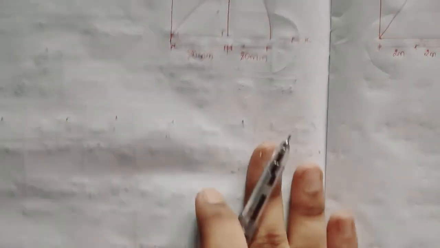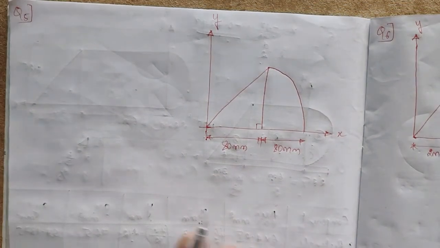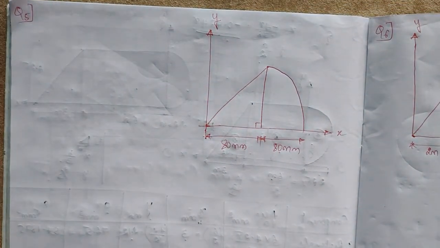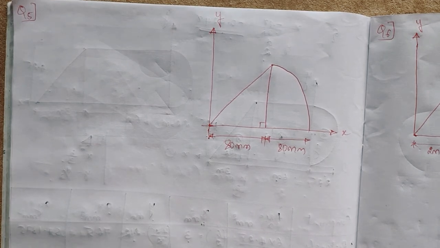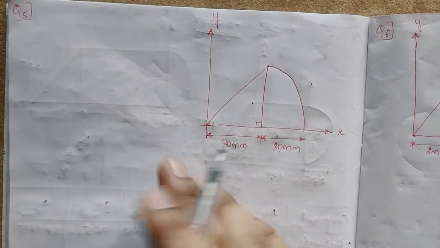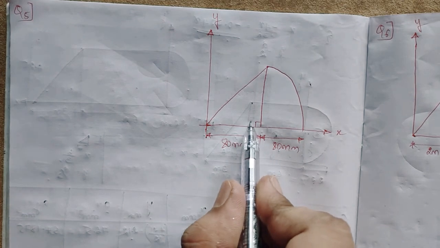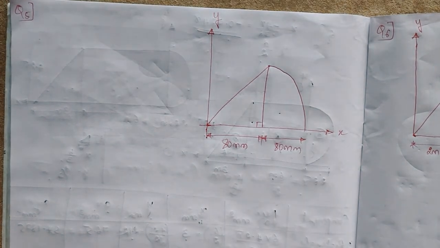Now let us move to the next figure, this one. We'll solve 10 problems today. You can watch later if you get bored. So I'll solve this problem. This is a right angle triangle with a quarter circle.